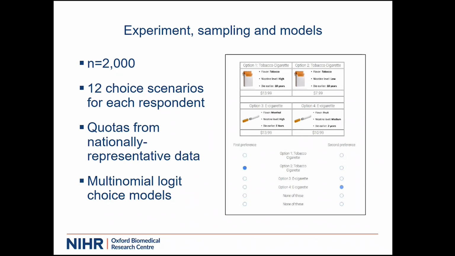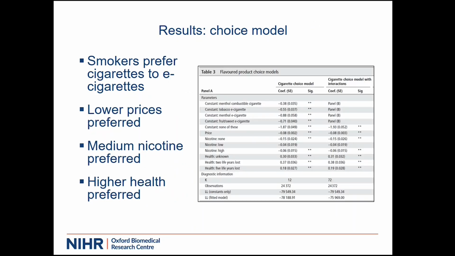We took 2,000 people, and they answered 12 choice tasks each. We took quotas from nationally representative data, the CPS-TUS, so our sample looked as best it could like a sample of smokers from the general population. And we used multinomial logistic regression, or multinomial logit. That was our choice model.